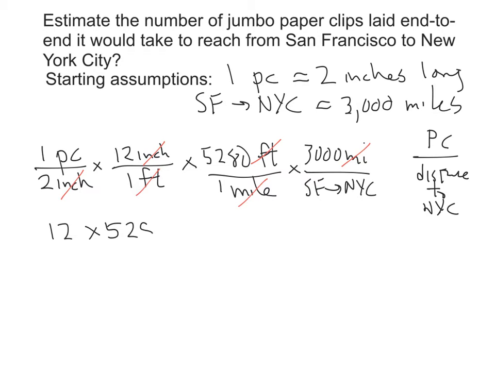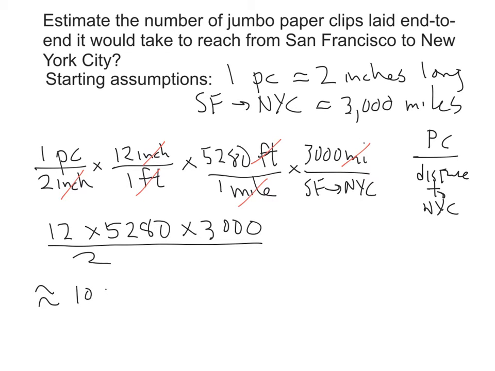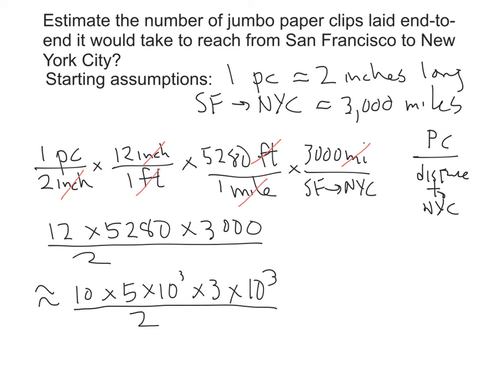I'm going to write the whole thing down as to what we have numbers wise, and then do this as a leading digit approximation problem. So this means our answer is approximately 10 times 5 times 10 to the third times 3 times 10 to the third as well, over 2. That's going to get us, if we do an approximation, we can cancel.